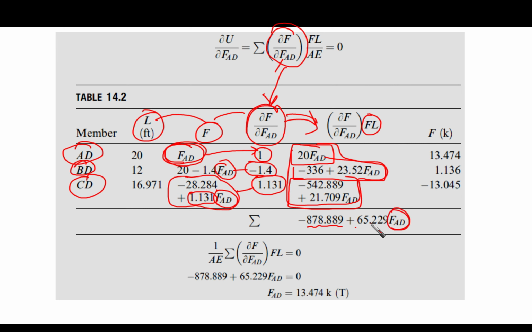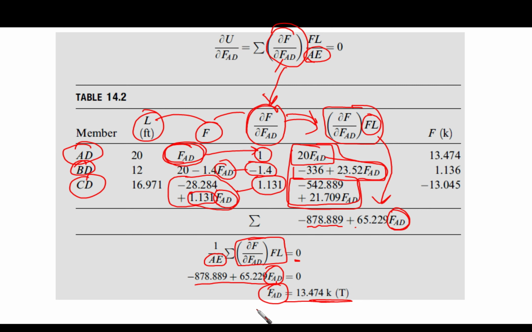This is one equation. Remember that we have AE here, which we didn't use, so we're going to put 1 over AE, the summation of these terms, which is already here, and equate it with 0. Then you are going to find one equation in one unknown. FAD can be obtained easily. So this is the procedure for obtaining the redundant in terms of the truss.